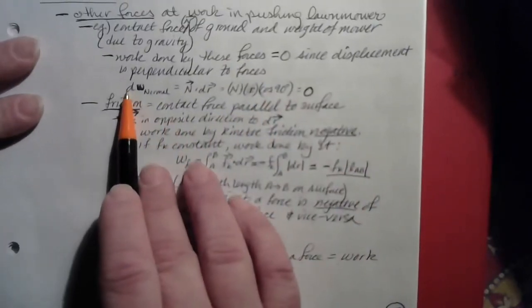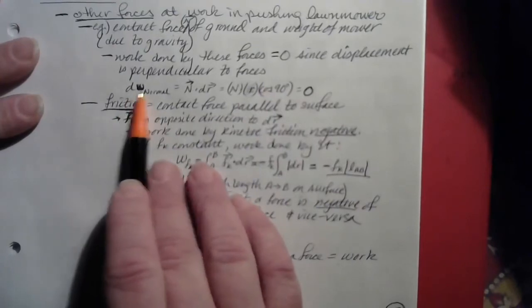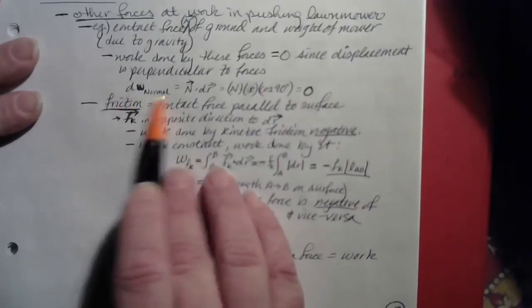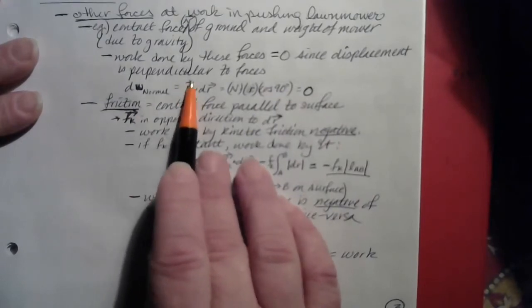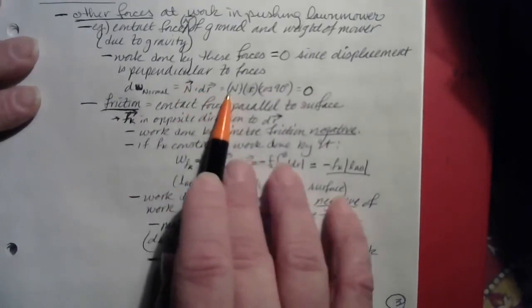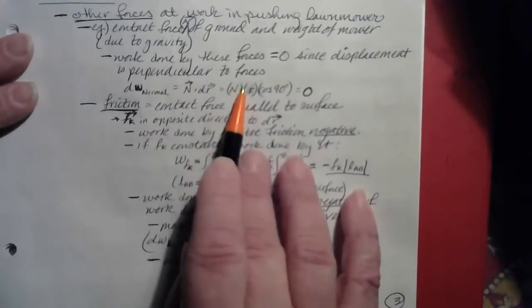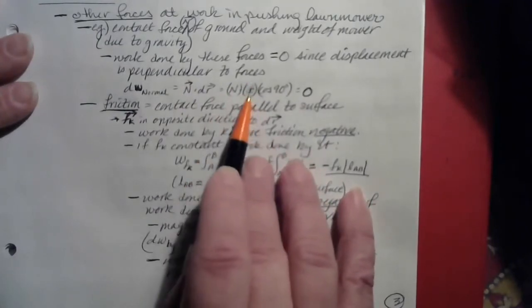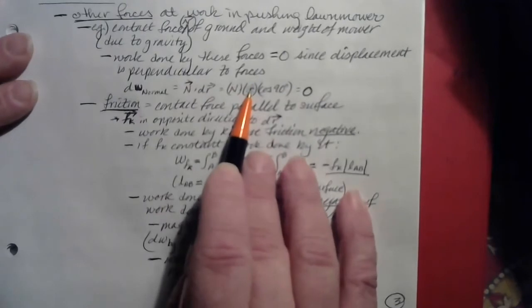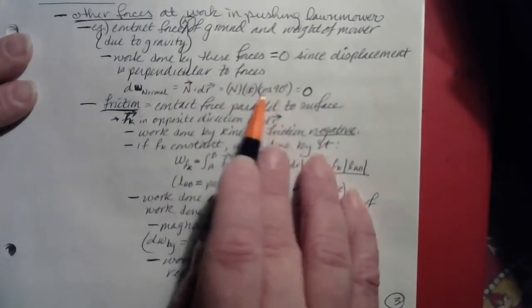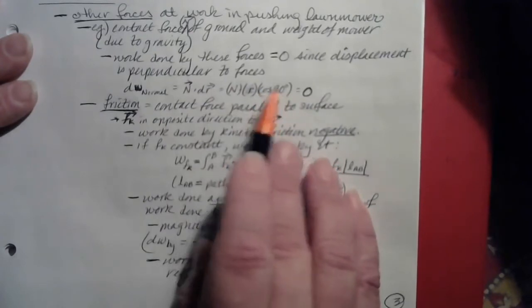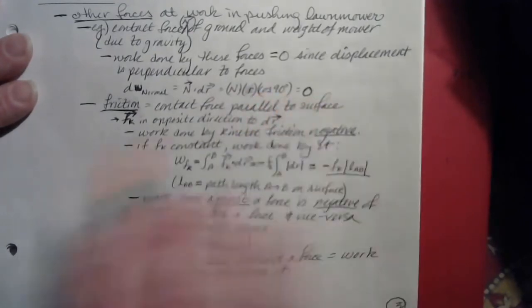And so the work done by the normal force, for instance, would be the force, that is the normal force in this case, times dr, or in other words, the magnitude of the normal force times the magnitude of the displacement, which we're calling r in this example, times the cosine of the angle between the force and the displacement, which is 90. And again, cosine of 90 is 0, so it's all 0.